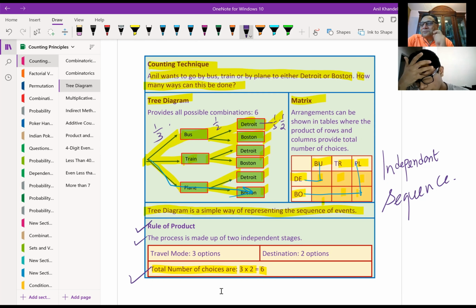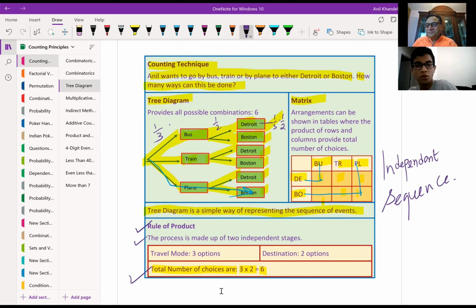Discrete number. I'm saying there are 3 ways of selecting a mode of communication, going, travel, and there are 2 destinations. So therefore, product rule will apply, and 3 times 2 is my answer. So I get 6. Now, if I make this like number of branches, layer after layer, I can just multiply those numbers and get my result. You get the idea?